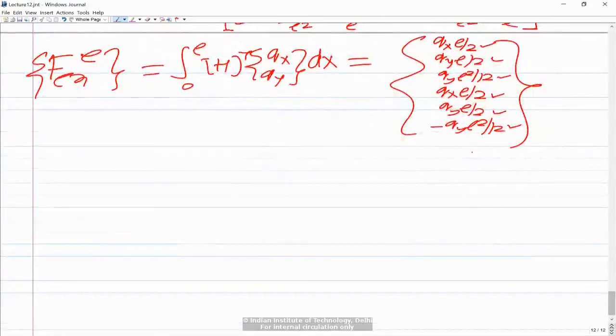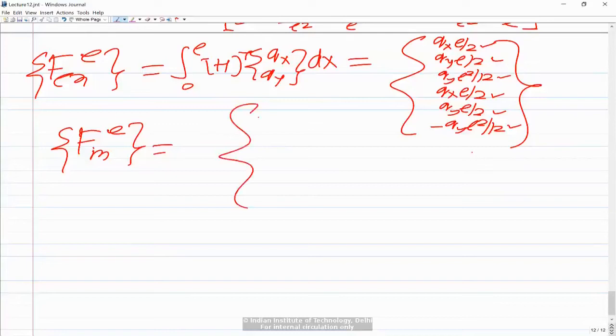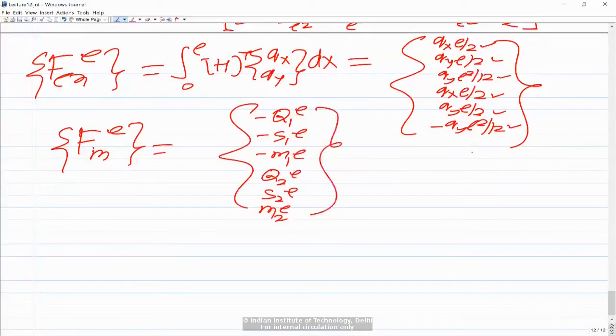And now if you look at the internal load vector, F internal for the element is of course the same as what we have already discussed: minus Q1E, minus S1E, minus M1E, that is axial force, shear force and bending moment at the first node, and axial force, shear force and bending moment at the second node. So this is the internal load vector. The assembly procedure, the imposition of boundary conditions and the solution are similar to what we have discussed earlier. So the solutions involving this element are also going to be similar.